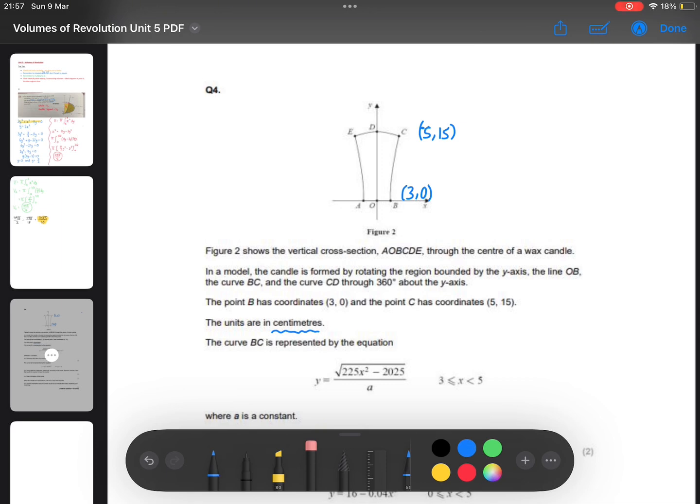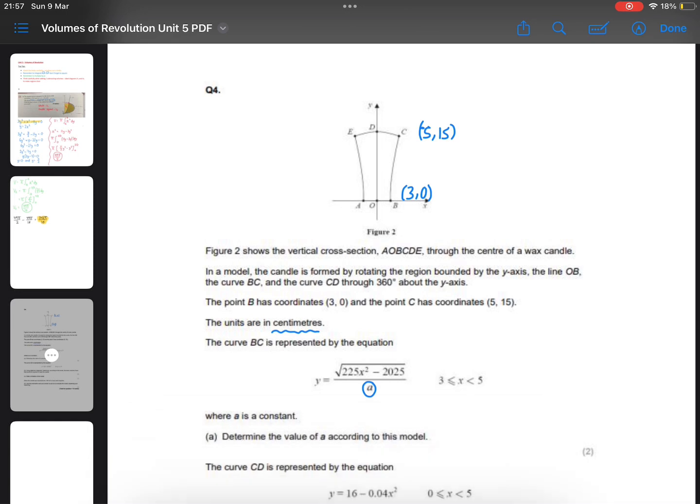And we've been given the equation of BC, but here we have an unknown constant A, which we need to find in the first part of the question. And we can do that by substituting in one of the original coordinates. So substituting in 3, 0 wouldn't be a good idea because setting something equal to 0 and then finding the denominator would give multiple possibilities, and it's just going to be a lot easier if we work with 5, 15.